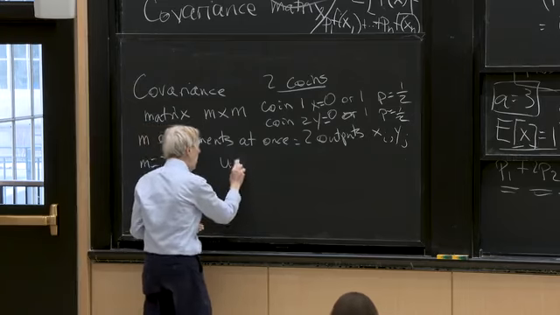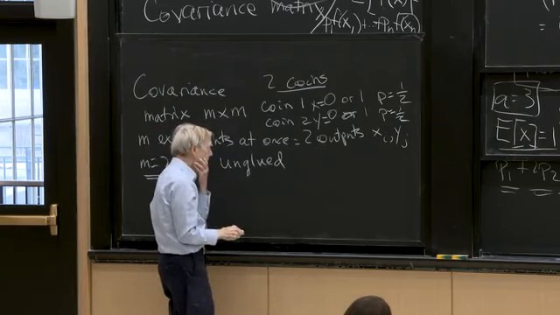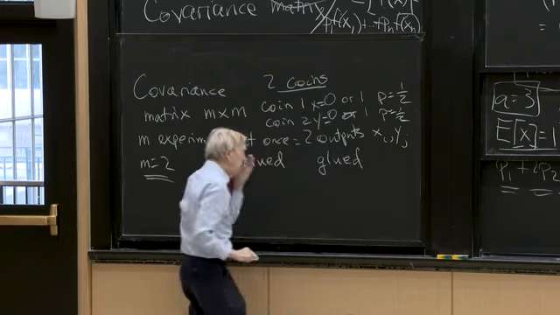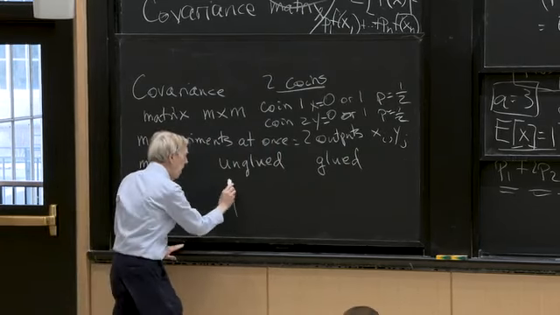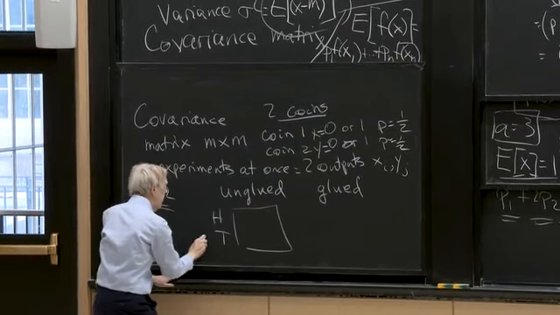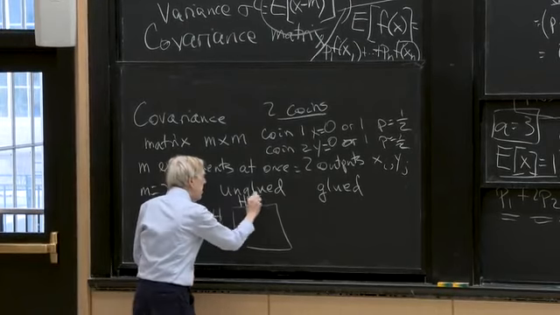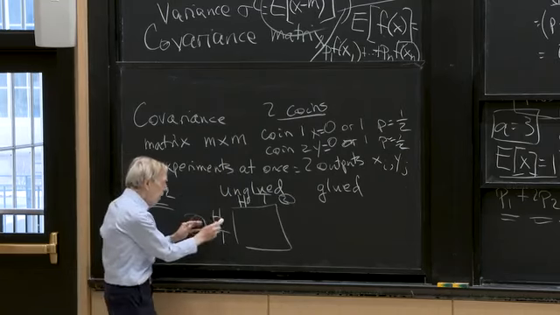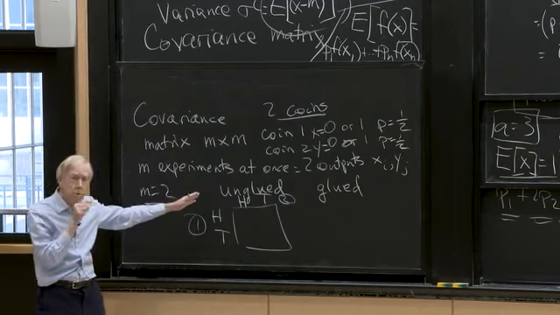So unglued. I never expected to write that word in a math class, unglued. And what am I going to write down? I'm going to write down a matrix with heads, tails for coin 1, and heads and tails for coin 2. So the possibilities are coin 1 gets heads and coin 2 gets heads. What's the probability of that? This is the unglued case.